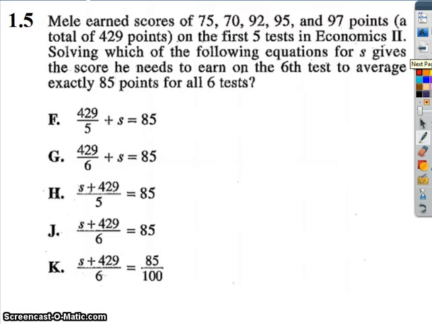All right, last one. Mel earned scores of blah, blah, blah on the test. On the first 5 tests, okay, so this is her first 5 tests in her class, solving which of the following equations for S gives the score he needs to earn on the 6th test to average exactly 85 points for all 6 tests. Okay, so keep in mind he's taken 5. He's going to take a 6th one. We want to see which one averages all 6 to equal an 85 average.